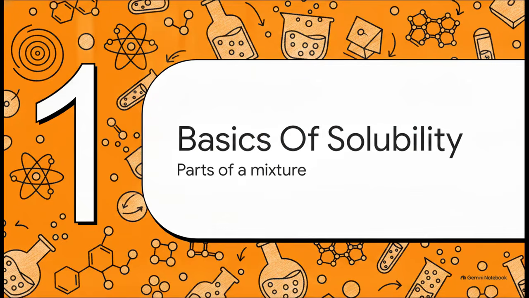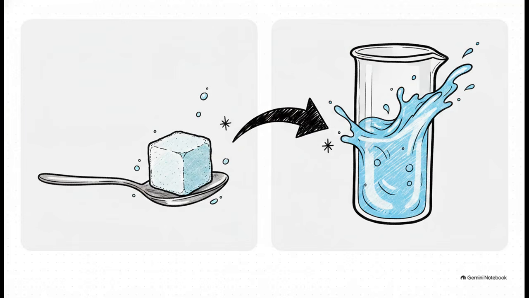Part 1, the basics of solubility, understanding the parts of a mixture. Before we can manipulate chemical reactions, we really need to speak the language of science. So let's look at the basic building blocks of any mixture. In any mixture where something dissolves, you always have two main characters, a solute and a solvent. The solute is the substance that's actually being dissolved, and it's almost always the thing you have a smaller amount of. Think of that spoonful of sugar you add to your drink. The sugar is the solute.